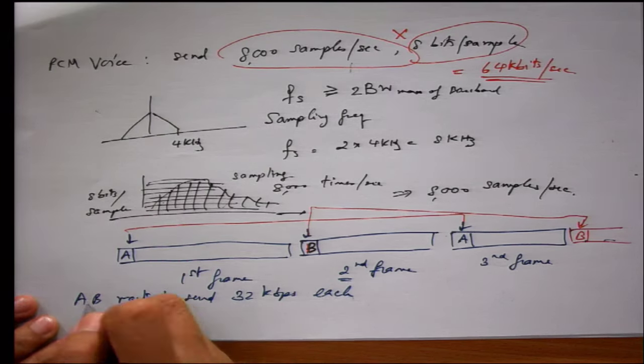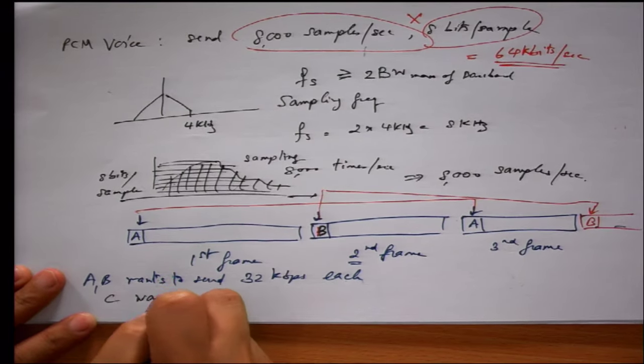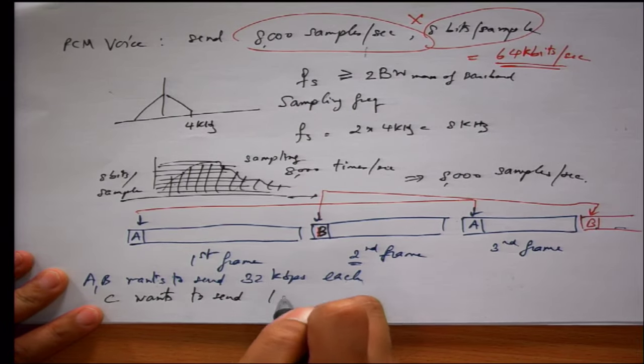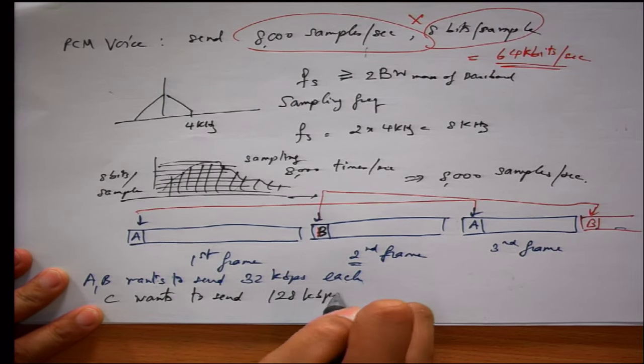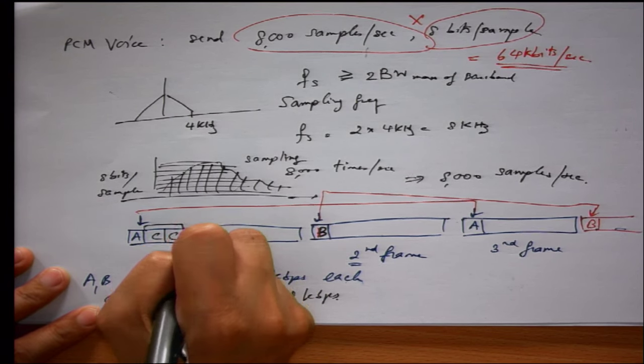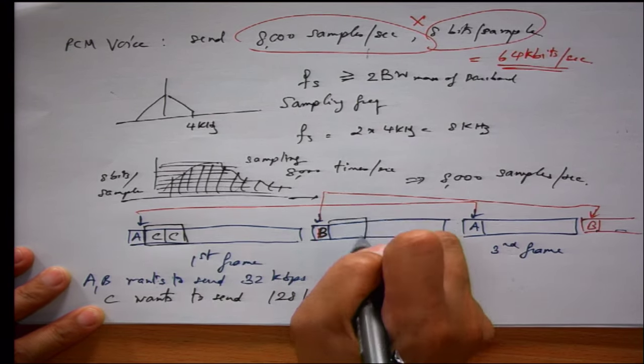So if C wants to send 128 kilobit per second, okay? What we do is that C can use two slots. So every frame, C uses two slots.